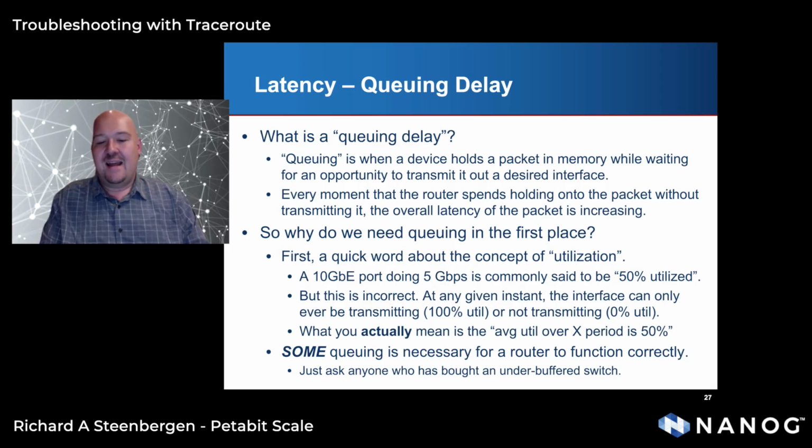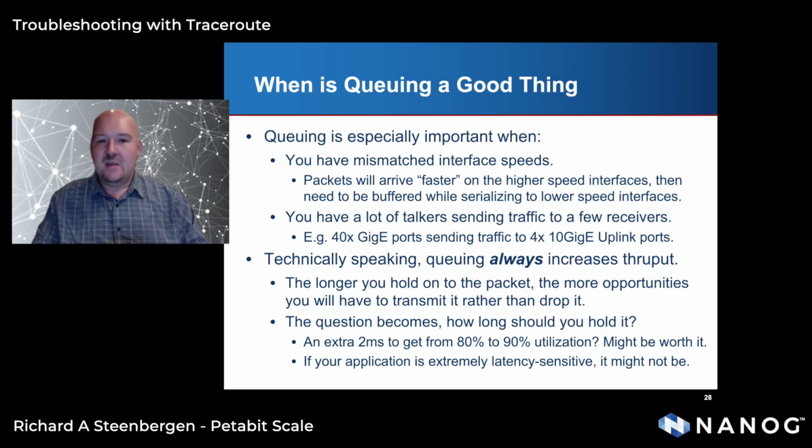And if you doubt that, ask anybody who's ever bought an underbuffered switch. The top of rack switches that are really cheap also tend to have very, very small buffers, and you figure out very quickly that you start dropping packets way ahead of line rate because you need some buffer to handle the normal routing.